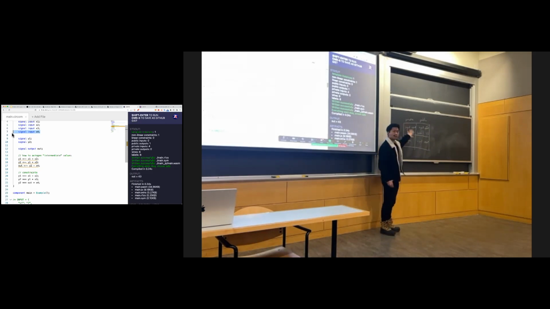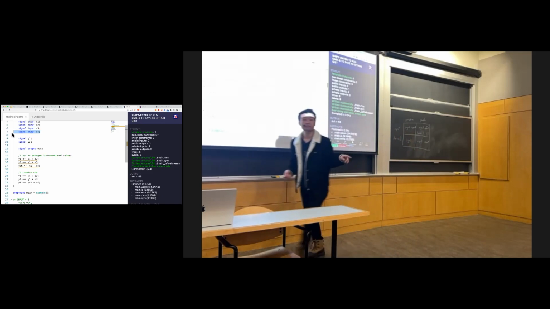Now, this seems a little bit weird and arbitrary, but once you start writing more ZK programs, it will become clear why this is actually a pretty natural model for thinking about this. Yeah, Neha?